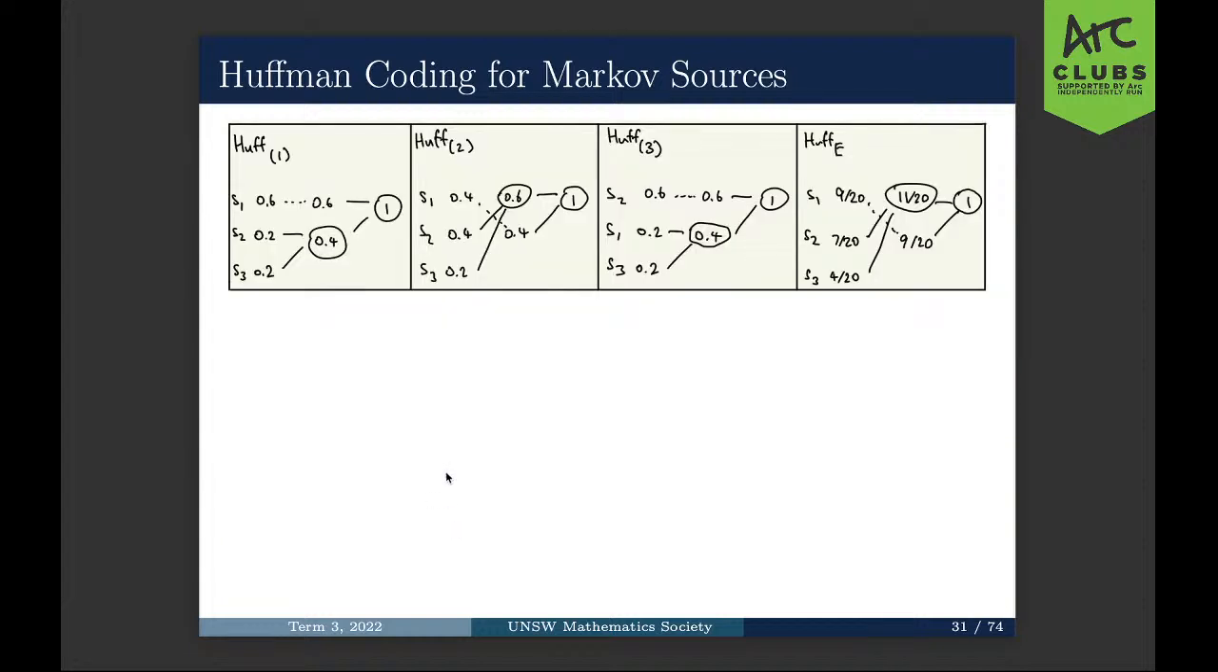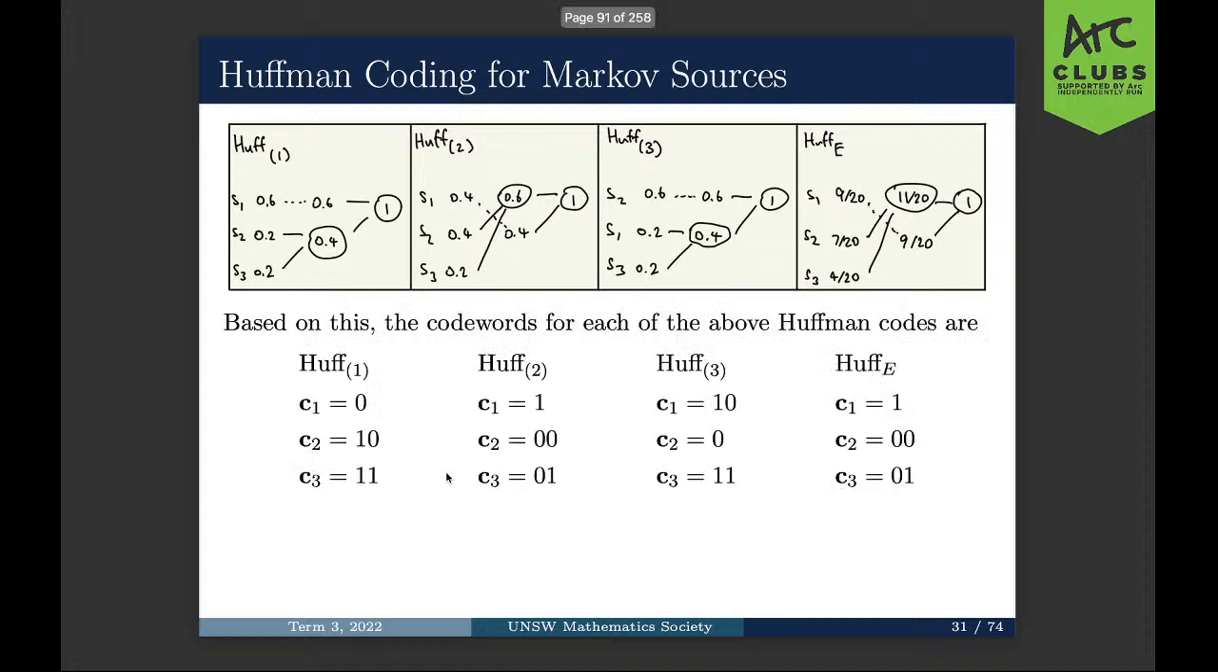Based on this, the code words that we get for each Huffman code are these over here. I'll just go through one of them. The first one, Huff1, has a 0 on the top branch and a 1 on the bottom branch. S1 is going to have code word 0. The code word for the second one is going to be 1, 0. And the third code word is going to be 1, 1, 1. You do a similar thing for the other Huffman codes and you get these three over here. I'll let you check that for yourself later.